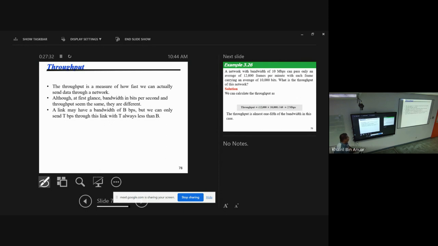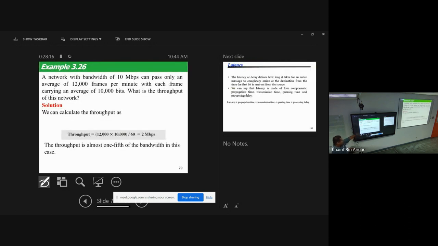The other performance measure is throughput. It's a measure of how fast we can actually send data through the network. So you measure how fast you can send your data, say one bit, how fast it can reach the other end. That is how you calculate the throughput. The throughput usually must be lower than the bandwidth. If your bandwidth is 1 megabit per second, you cannot go further than that, so it is equal or less.